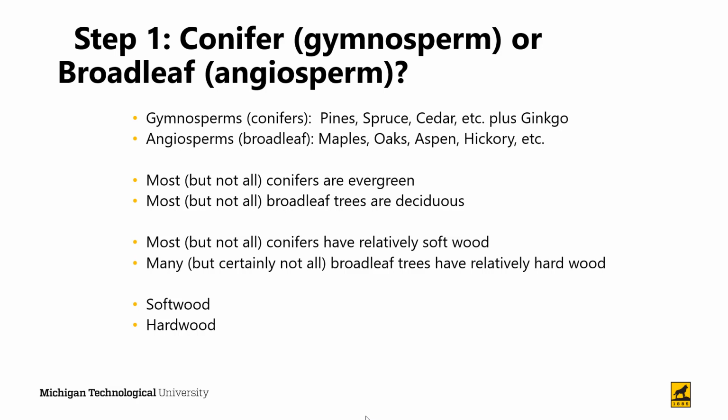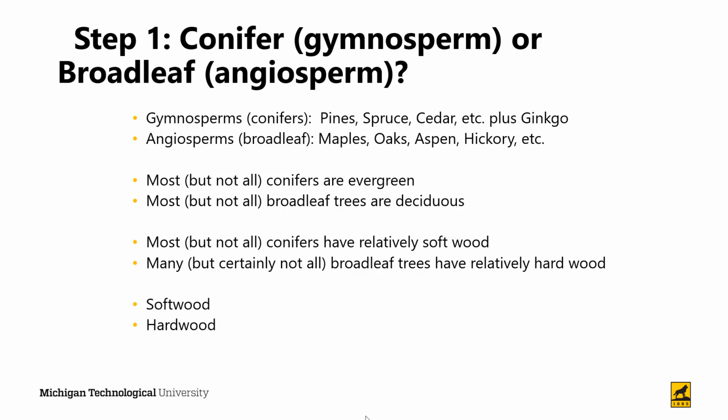The first and easiest step in tree identification is to determine if the tree is a conifer or broadleaf, or more precisely, if the tree is a gymnosperm or an angiosperm. So what's the difference? Gymnosperms include all of the conifers, such as pines, spruces, and firs. Angiosperms include all, except one, of the broadleaf trees, such as maples, oaks, and cherries.